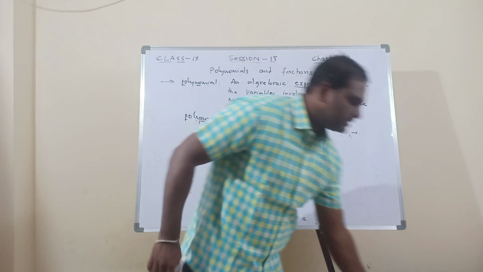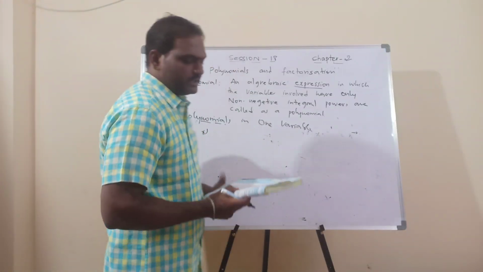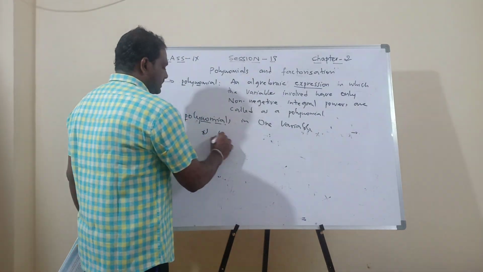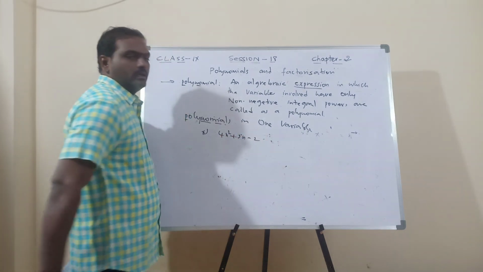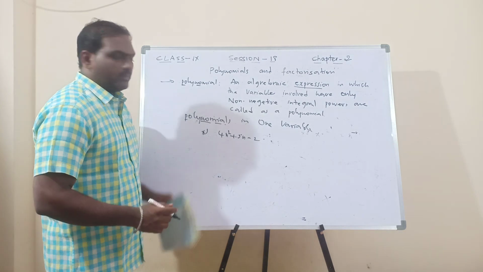For our convenience, we'll go for the previous examples only. So look at the first one, 4x square plus 5x minus 2. First of all, is it a polynomial or not?